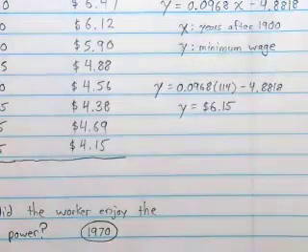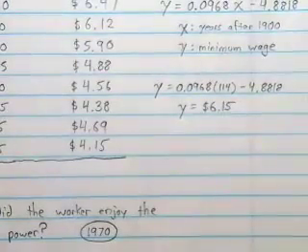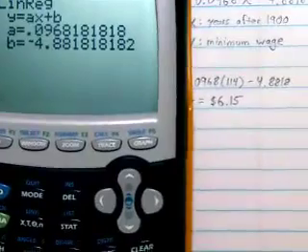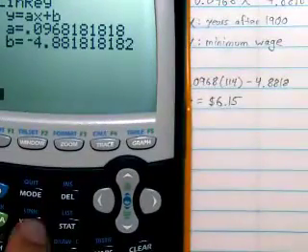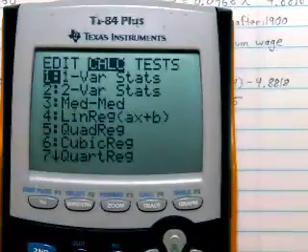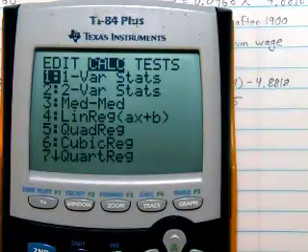Okay. Now an equation for the purchasing power, because we said that was looking like it was kind of quadratic, right? So if we go back into stat, go over to calc, which one am I going to want this time? It had kind of a parabola shape to it. QuadReg, right? So we're going to go down to number 5.